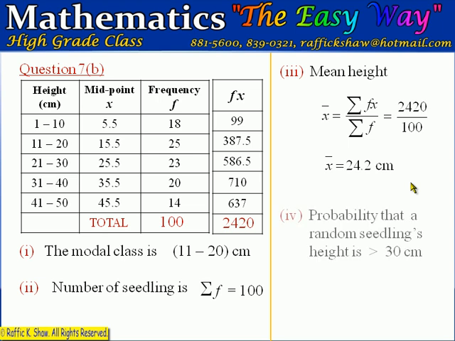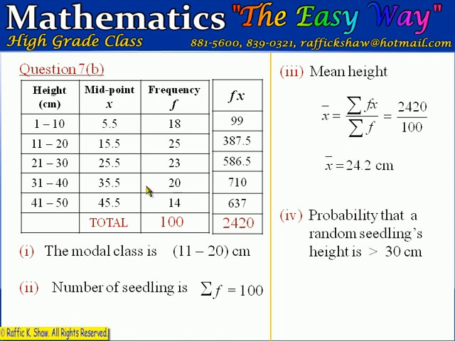Now part 4 of question 7b is asking us to calculate the probability of randomly selecting a seedling that has a height that is greater than 30 centimeters. Now, which of the groups have seedlings of height greater than 30 centimeters? This group is from 31 to 40, and this group is from 41 to 50. So these two groups would have seedlings that are greater than 30 centimeters in height.